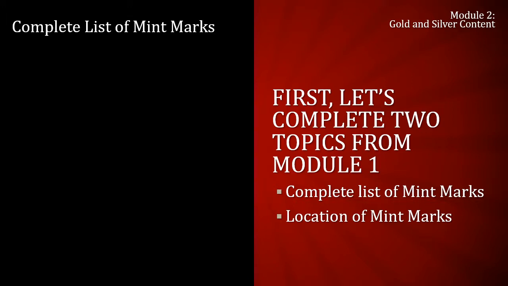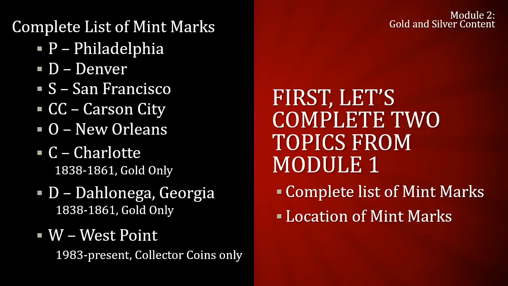Before we get to that new material, let's complete a couple of topics from Module 1. The first one is a complete list of mint marks. In Module number 1, we talked about the Philadelphia, Denver, San Francisco, Carson City, and New Orleans mints. That's P, D, S, CC, and O. The ones we didn't mention are the smaller mints, more specialty mints that haven't really been mainstream, but I want you to know what they are.